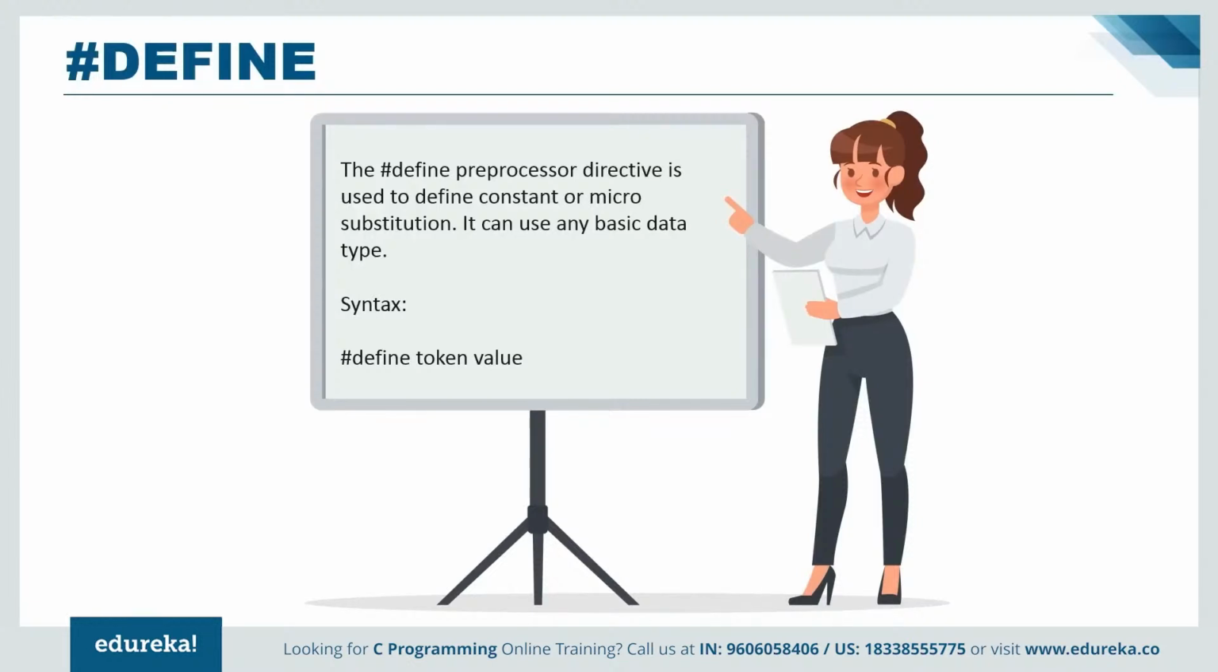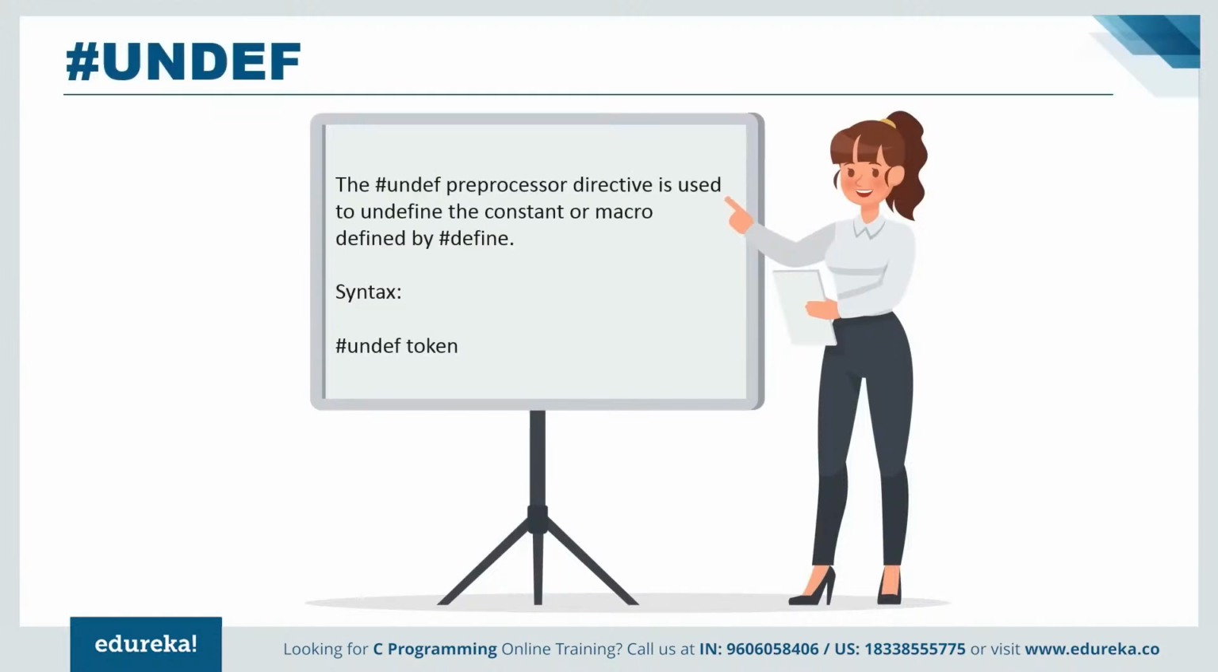The next type of preprocessor directive is #undef. The #undef preprocessor directive is used to undefine the constant or macro defined by #define. In a simple way, you can undo anything which you have done using the preprocessor directive #define. The syntax for #undef is #undef and the token which you have defined using #define.